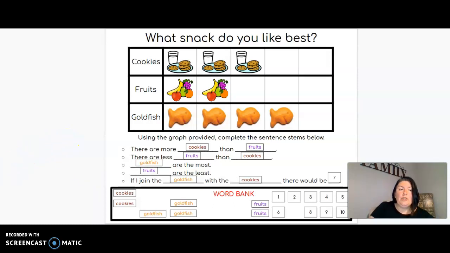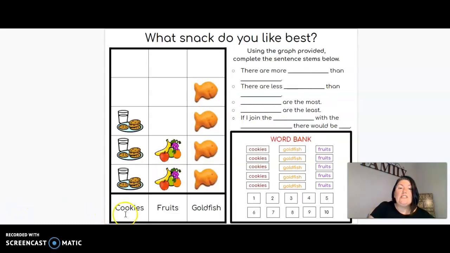Now, I want to share with you the exact same information in a graph, but this time, rather than being horizontal like the one that we see, which means it goes across the horizon, or it reads from left to right, just like we read our books, this graph is a vertical graph. It reads from the bottom all the way up to the top. Now, you can see I still have my cookies, my fruits, and my goldfish. I still have 3 cookies, I still have 2 fruits, and I still have 4 goldfish.